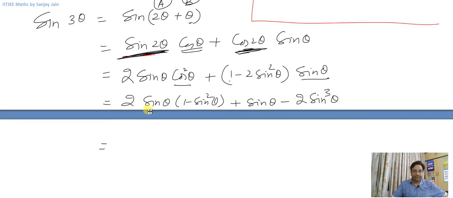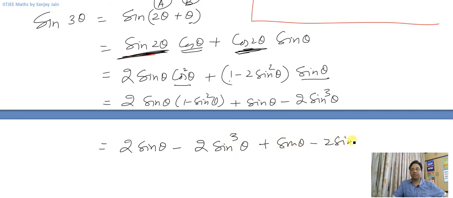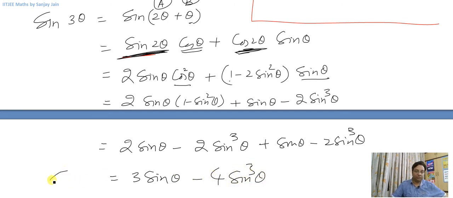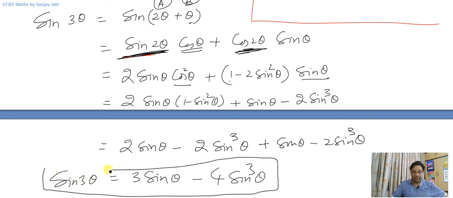Now simplify it further: 2 sine theta minus 2 sine cubed theta plus sine theta minus 2 sine cubed theta. So this will be 3 sine theta in total minus 4 sine cubed theta. This is something that you need to memorize, and let me tell you, you have to memorize a lot of formulae in trigonometry, but these are pretty simple. Don't think in your mind that this is a very difficult task to memorize this many formulae.